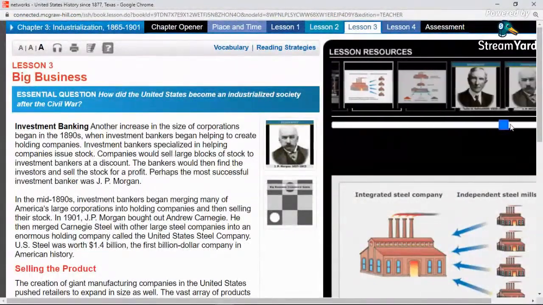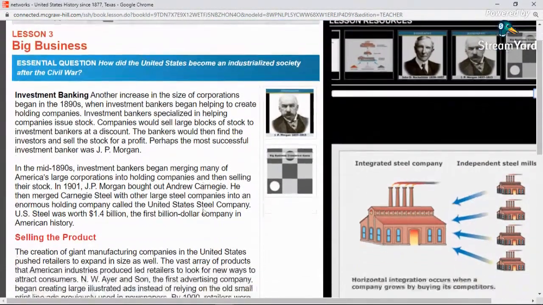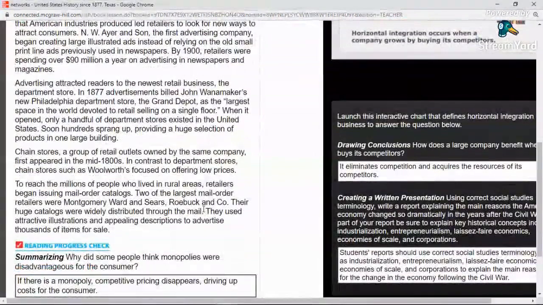Let's see if we have something on advertising. So you see everything's moving kind of quickly when it comes to business here, right? Advertisers attracted readers to the newest retail businesses. One big one was John Wanamaker's, a Philadelphia department store. The Grand Depot, the largest space in the world devoted to retail selling.